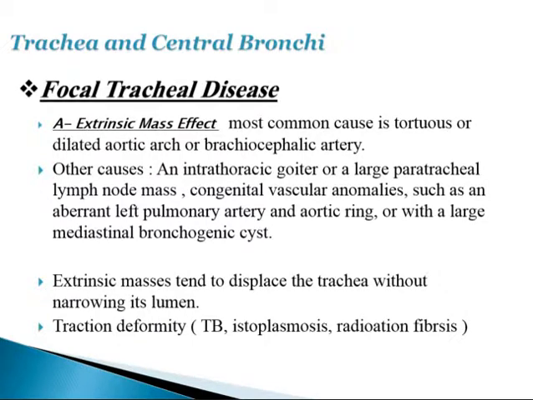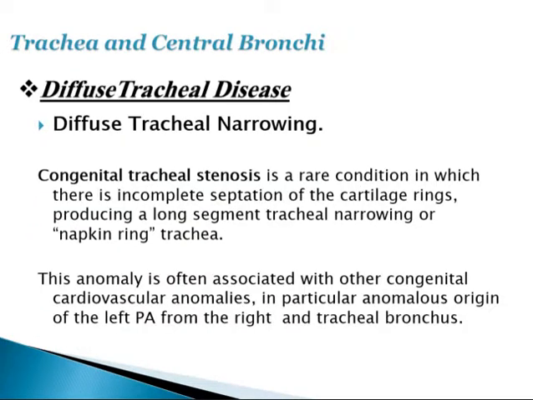Now we discussed the extrinsic mass effect and focal tracheal stenosis, and we continue with diffuse tracheal diseases. After we finish the focal diseases, now the diffuse tracheal disease. Diffuse tracheal narrowing: congenital tracheal stenosis is a rare condition in which there is incomplete septation of the cartilage rings, producing a long-segment tracheal narrowing or napkin-ring trachea. The anomaly is often associated with other congenital cardiovascular anomalies, in particular anomalous origin of the left pulmonary artery from the right, and tracheal bronchus.